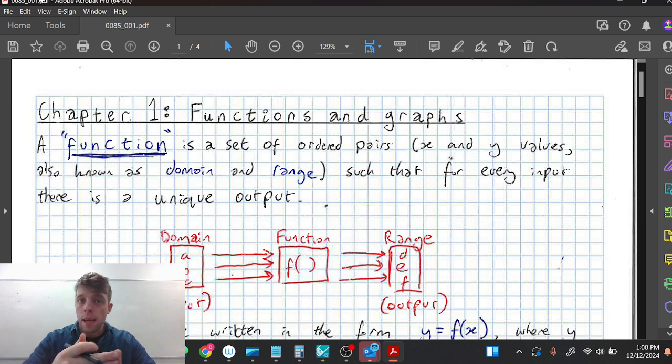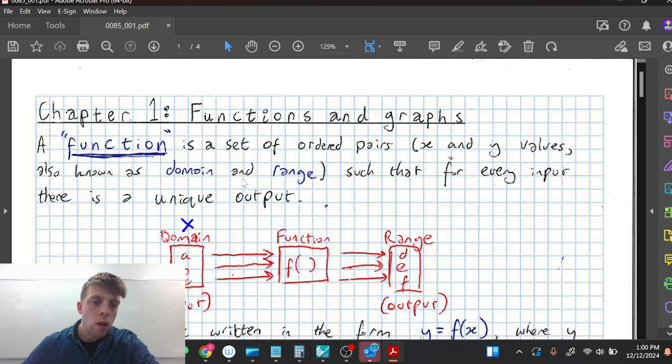In the set of the domain, we put in our inputs. That's what the domain is. The inputs are the x values, and we get our outputs, which are part of the range of the values that we could get out. Now, the defining feature of a function is that for every input, we get out a unique output. Let's have a look over here at what I mean.